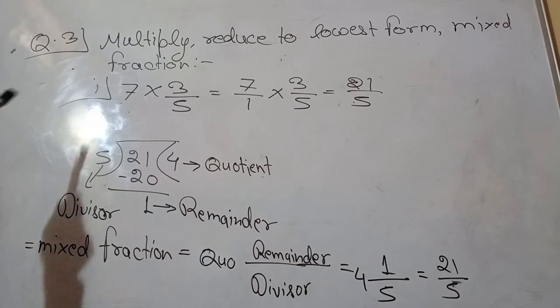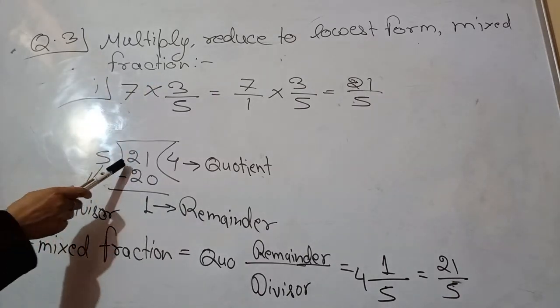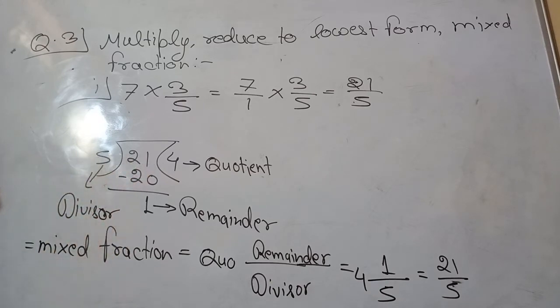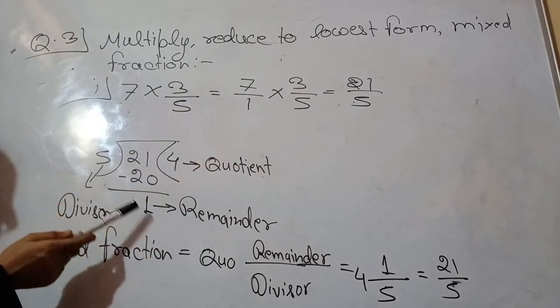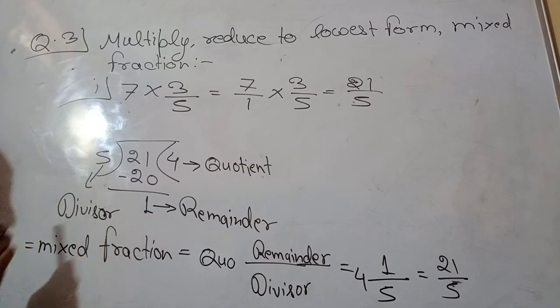Now the last part, which is mixed fraction. How do we convert it into a mixed fraction? We have to divide the numerator by the denominator. So 21 divided by 5. See, there it is given. 5 4s are 20 and we subtract. How much remainder will we get? We will get 1 as a remainder.